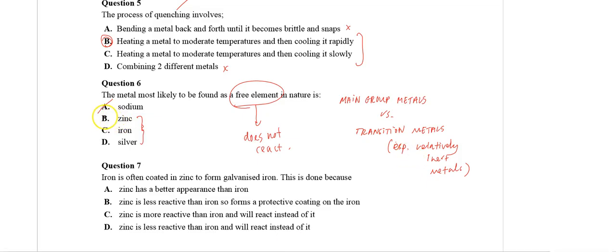Zinc and iron are both first row transition metals, so they're much more reactive than silver. We can cross those out and we're left with silver. I think this is unfortunately one of those questions where you just got to know that the most inert of metals are silver and gold, which is why they're so good for jewelry, because they retain their purity. They don't become oxidized easily, so they don't become blackish or brownish with time.